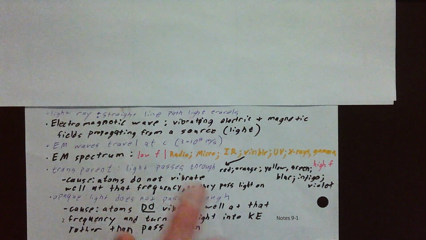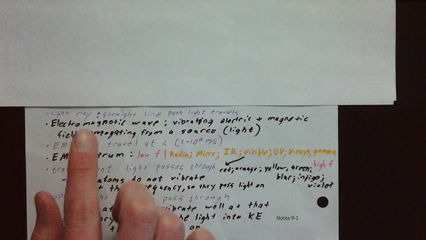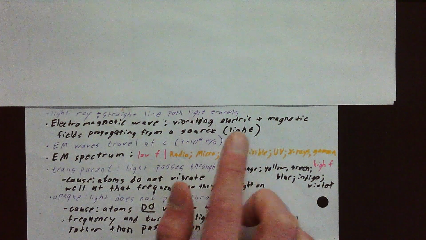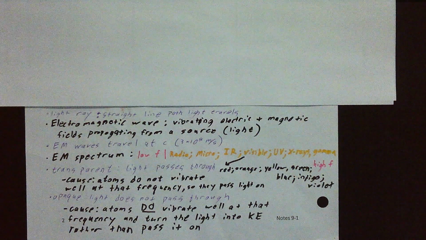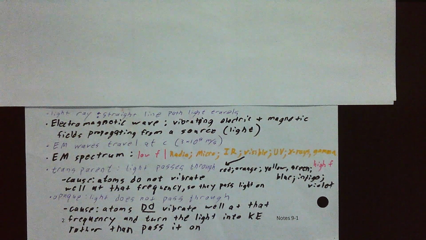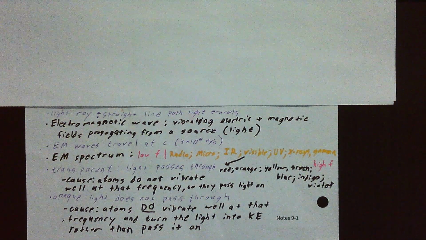Light ray, we said, is the straight-line path the light travels. Okay, second one, electromagnetic wave. It's a vibrating electric and magnetic field that propagates from a source. Let me explain what propagate means, because it's a big, scary word, but it's not that bad. Propagate just means comes from a source.